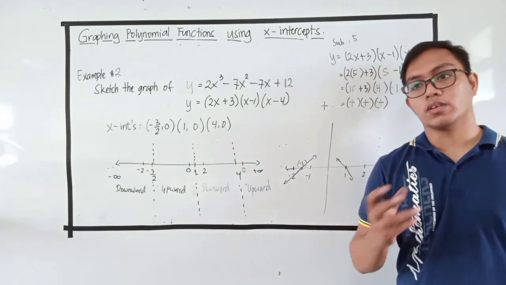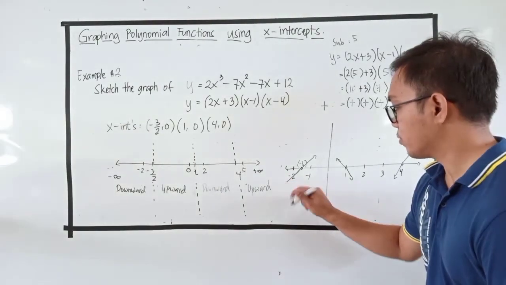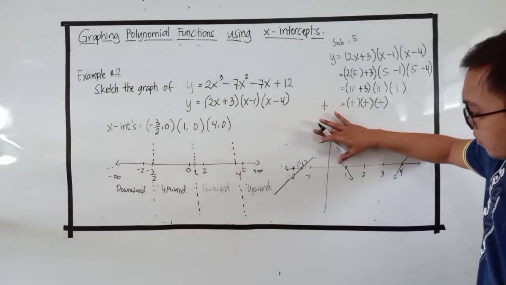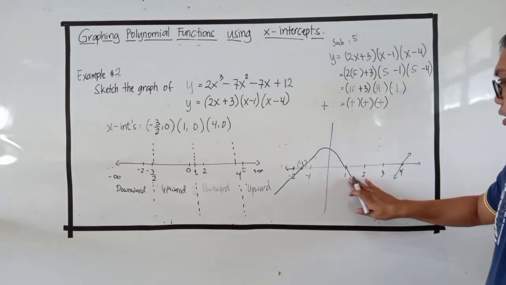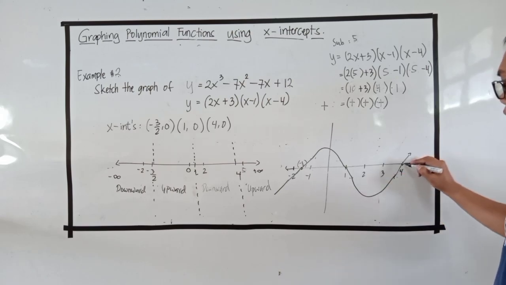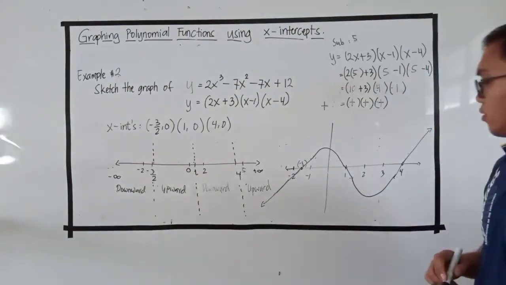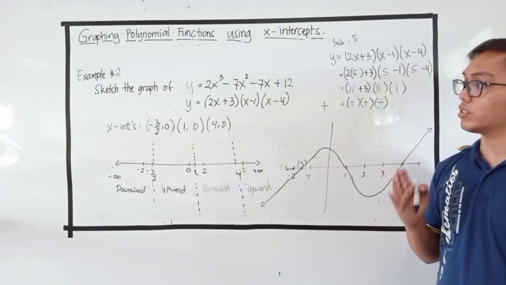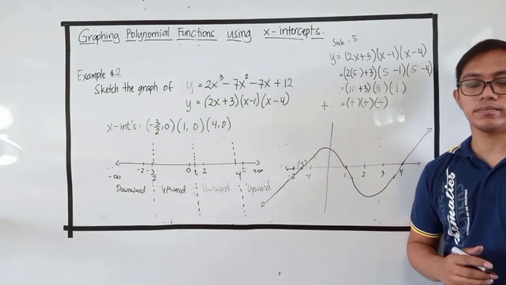Time for us to use some curves to connect. Okay, we start from here, and then we're going to connect these two with a curve. Okay, and this. And this is now the possible graph of our function y equals 2x cubed minus 7x squared minus 7x plus 12.